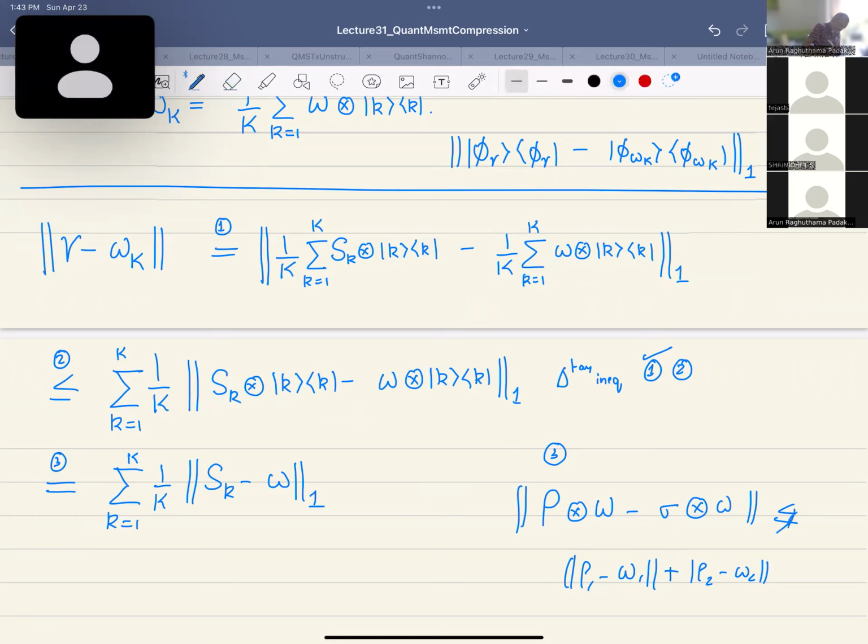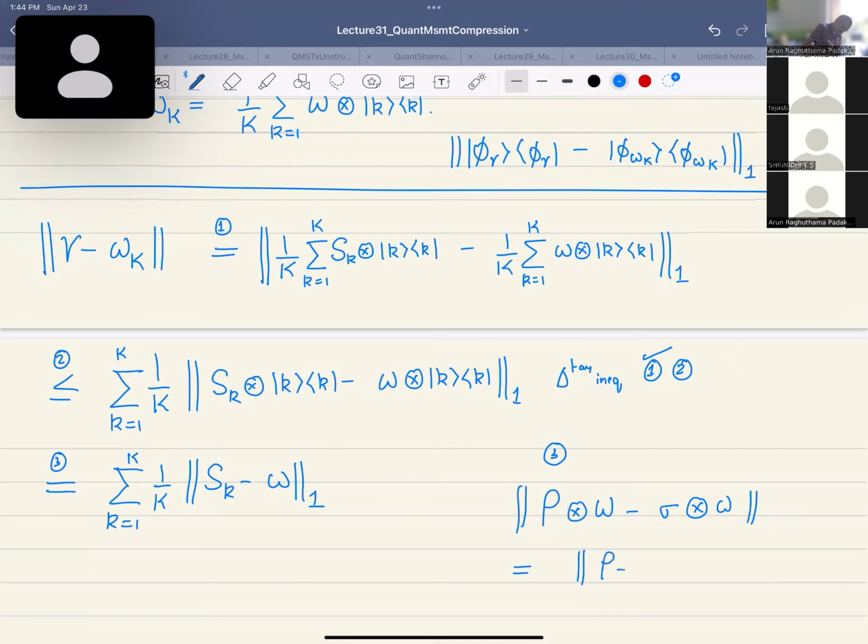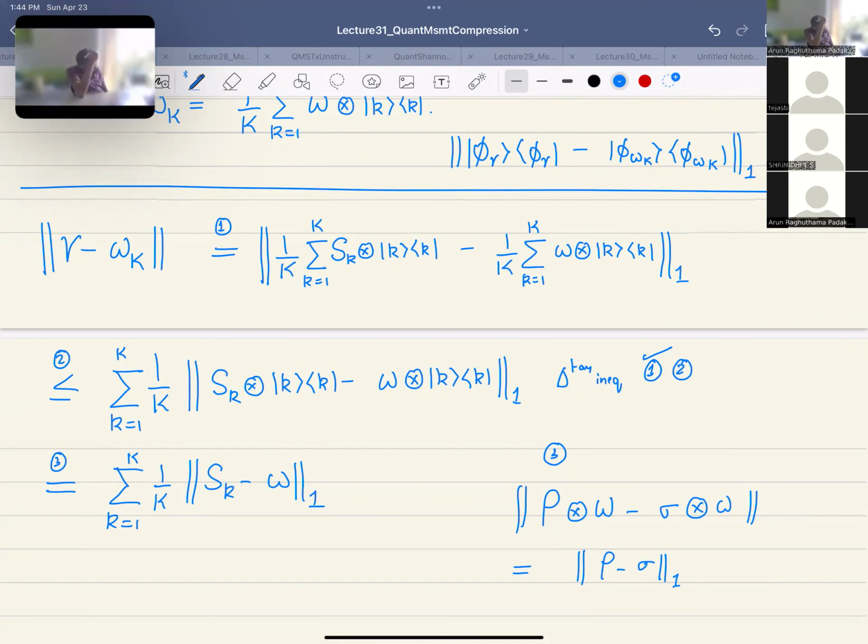That is equal to trace distance between, wait, I'll tell you exactly. Yeah, take your time. Suppose if we have rho 1 tensor W minus, yeah, this expression that is same as rho minus sigma. Is it? Yeah, seems like that, though one needs to prove.